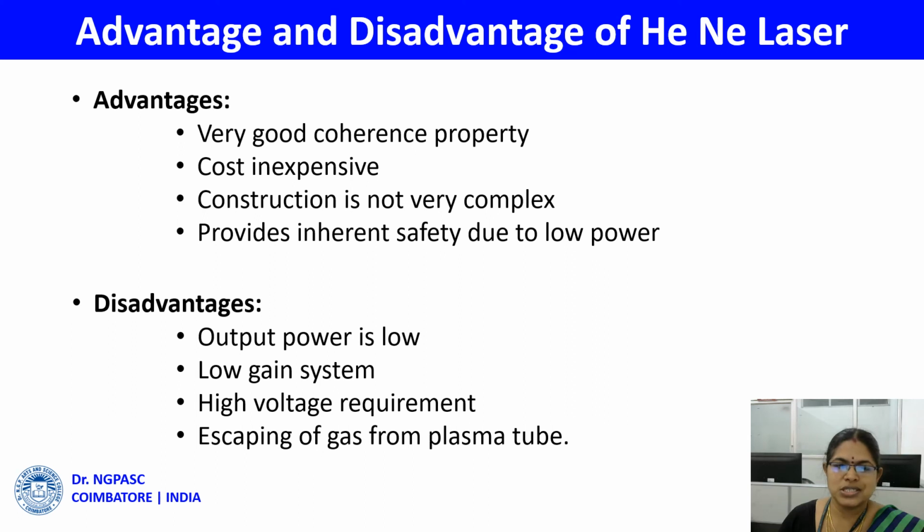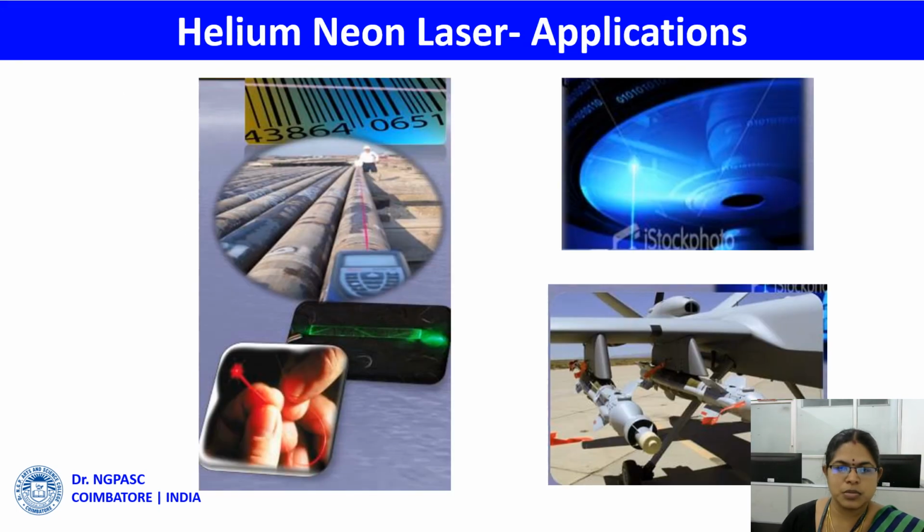So what are the disadvantages? Its output power is low. That's why it is a low gain system. Even though it produces low output, it requires high voltage. It is one of the main disadvantages. And escaping of gas from the plasma tube. Since it is made up of gas, all types of gas will try to escape from our wall.